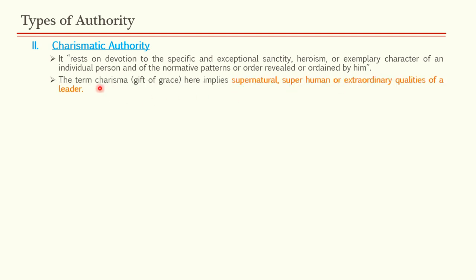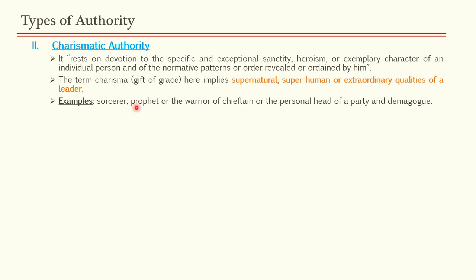So basically it means that the term charisma, which is nothing but gift of grace, here implies supernatural, superhuman, or extraordinary qualities of a leader. For example, Mahatma Gandhi was a charismatic leader. He did not have supernatural or superhuman powers, but he had extraordinary qualities of a leader. So if a person has supernatural powers, superhuman powers, or extraordinary qualities, he is a charismatic leader. Examples are sorcerers, prophets, warriors, chieftains, or the personal head of a party and demagogue. These are examples of charismatic authorities who became leaders based on their charisma.